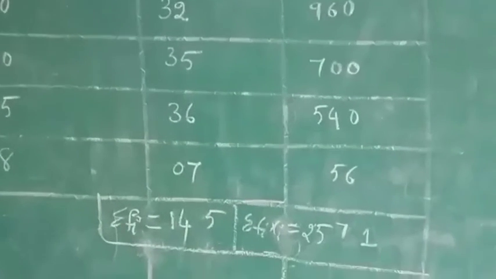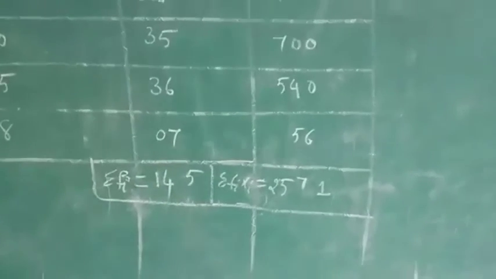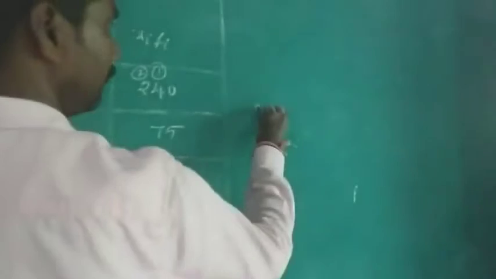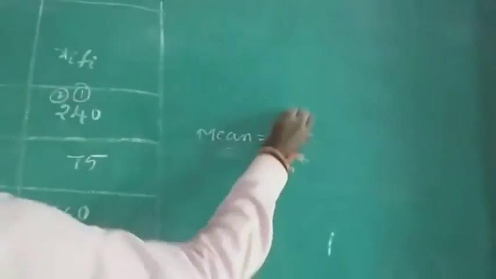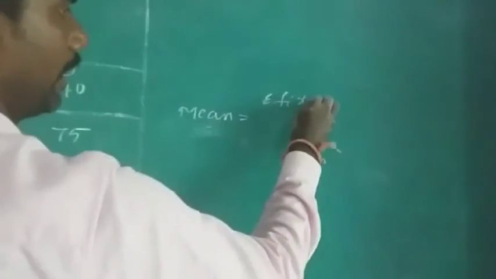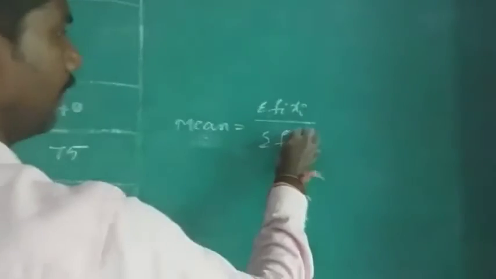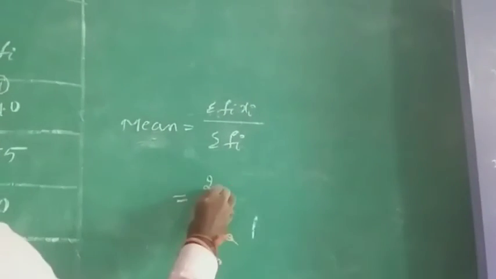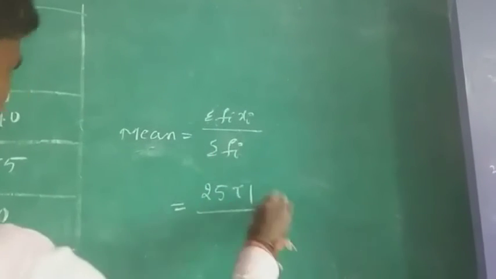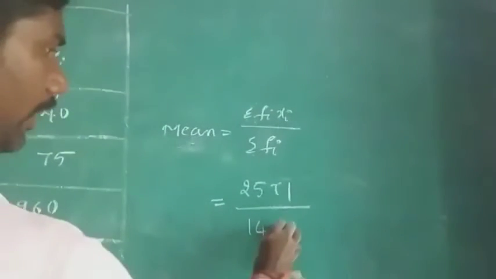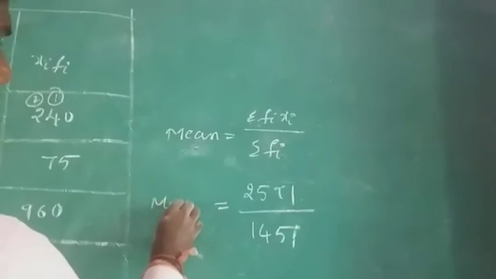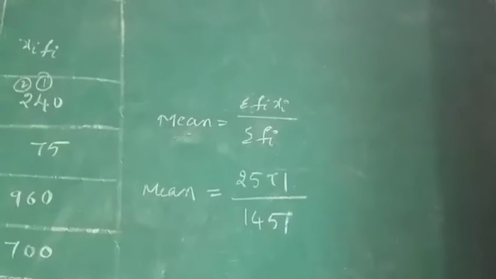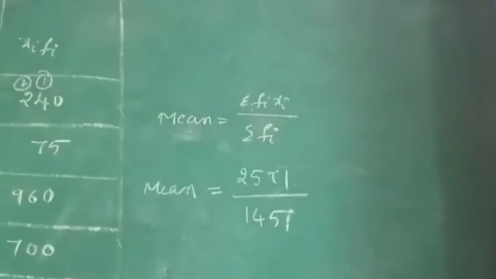The next thing we have to do is find the mean. Mean is equal to summation FiXi by summation Fi. So summation FiXi is 2571 by 145. We need to do the division, then only we will get the clear answer.